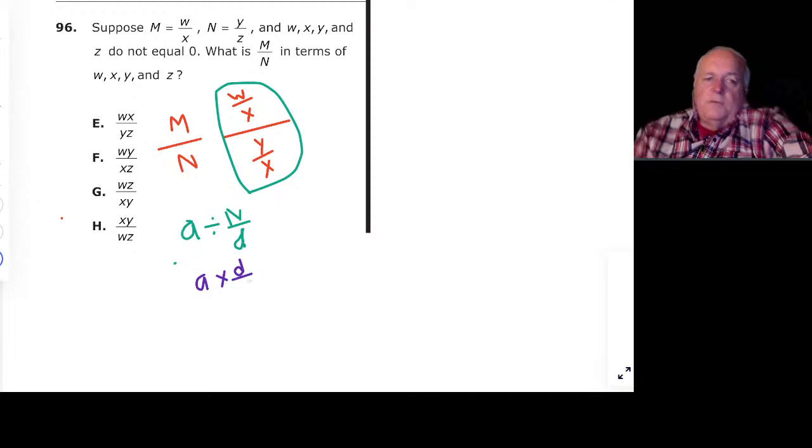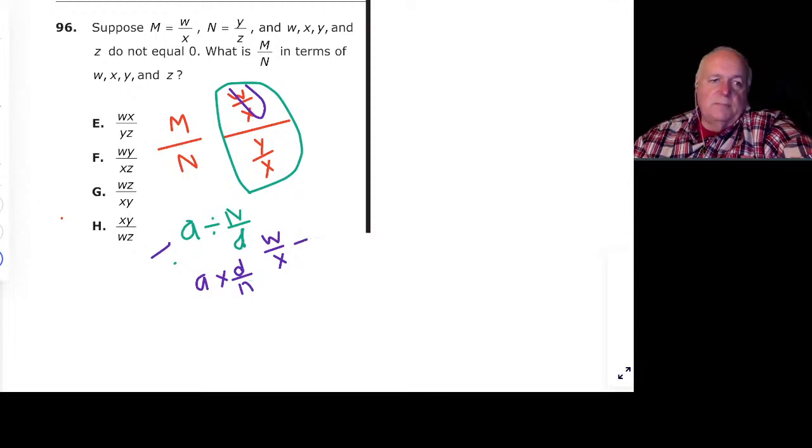Okay, so there's a couple of numerators here. The original n in this green that I did here is the whole w over x. So what we want to do then is w over x divided by y over x. Wait, did I write that wrong? No, this should have been a z originally. Sorry, guys.